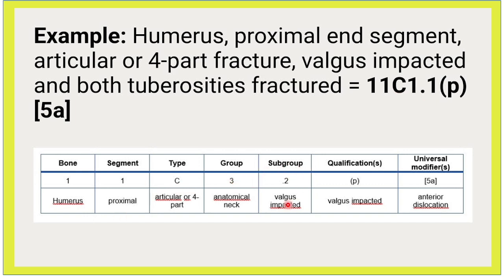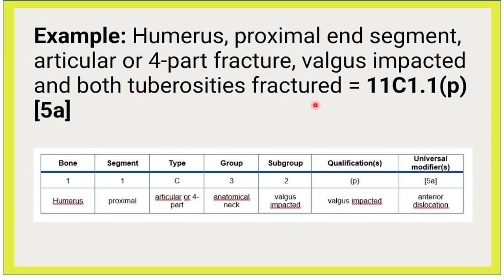And subgroup, that is valgus impacted. So this is 0.1, because this is an intra-articular fracture in which both tuberosities are fractured. So valgus impacted with multifragmentary metaphyseal segment involved and with intra-articular fracture. So this will be C1.1. So 0.1 will be the subgroup, and qualification, since it is valgus impacted over the greater tuberosities as well as the lesser tuberosities. So both tuberosities are involved.